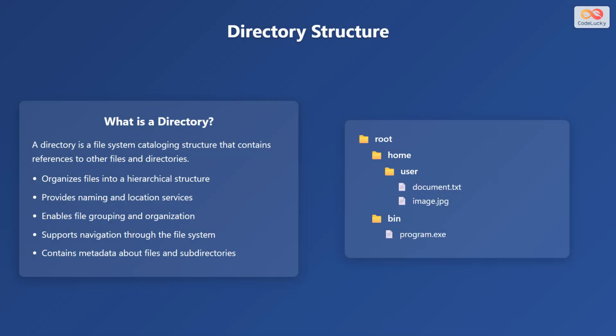A directory is a file system cataloging structure that contains references to other files and directories. Directories organize files into a hierarchical structure, provide naming and location services, enable file grouping and organization, support navigation through the file system, and contain metadata about files and subdirectories. Here's an example of a directory structure, starting with the root directory, which contains subdirectories such as home and bin. The home directory contains user directories, which in turn contain files such as documents and images. This hierarchical structure allows you to organize your files in a logical and efficient manner.